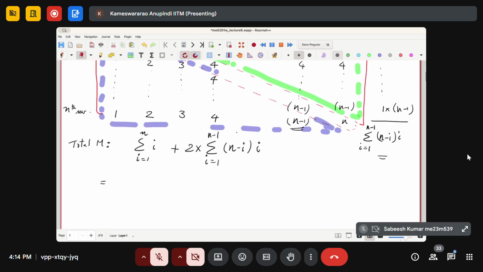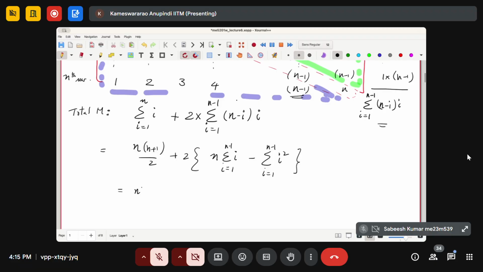Then let's look at what this total count is. This is going to be sigma i, summed to n terms, which is n into n plus 1 by 2, plus 2 times n times sigma i, where i goes from 1 to n minus 1, minus sigma i square, where i goes from 1 to n minus 1. Okay, that's what I have.